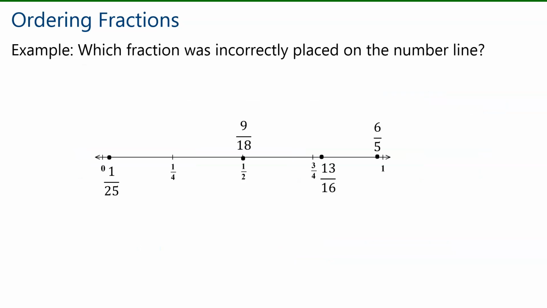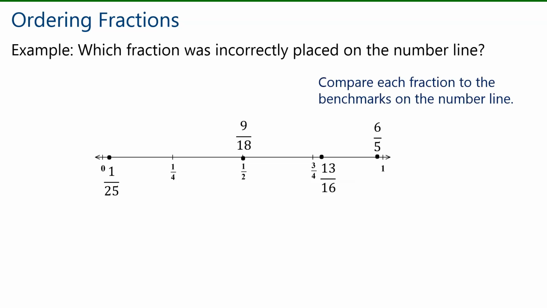Now for the next example, it says which fraction was incorrectly placed on the number line. So another method to compare and order fractions is to compare each fraction to the given benchmarks on the number line. So if we start with 1 over 25, I see that we have a numerator that is a lot smaller than the denominator. And in those cases, we always get a value close to 0. So that is correct. Now when I look at 9 over 18, that's placed on a half. Well, since 9 is a half of 18, that is correct as well.